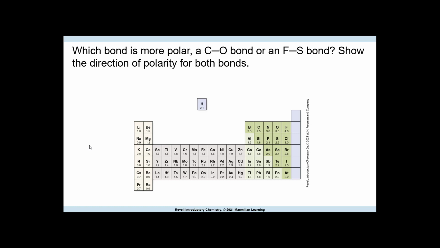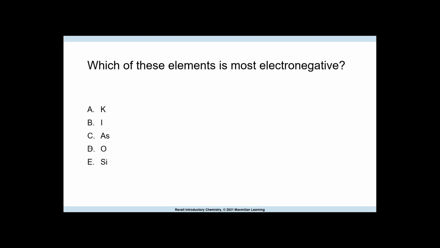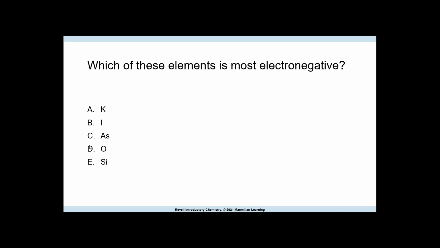Which bond is more polar, a C-O or an F-S bond? We did cover this, but the F-S bond is more polar. The arrow points towards the F in the F-S bond, and towards the O in the C-O bond. Which of these elements is most electronegative? I'm just going to jump through, because once you know that fluorine is first and oxygen is second, that's what you kind of look for.